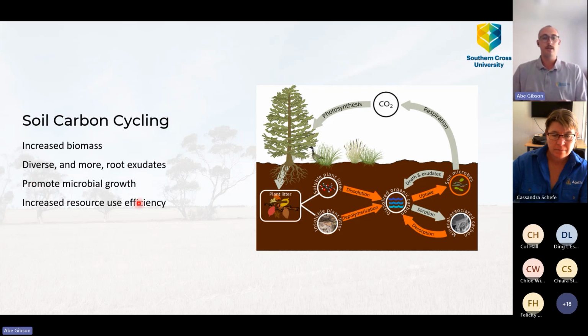When we have diversity in our plant system as well, we have other benefits that are at the forefront of being shown from a scientific perspective around better resource use efficiency in our plants and across our system that leads to better carbon. I have this diagram here because what I want to highlight is that this is one of the key diagrams that you'll see when people start talking about soil carbon.